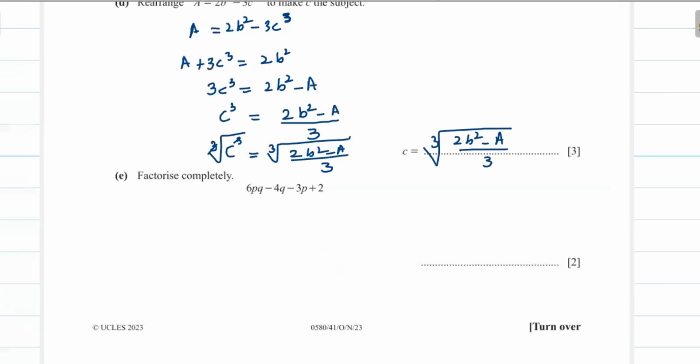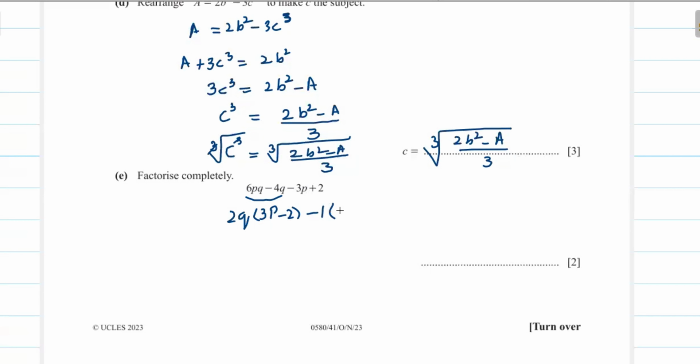Part E, factorize 6p cube minus 4q minus 3p plus 2. We take the common first two terms. You see here, 2q is common in this expression. This becomes 3p minus 2. And the next two terms, minus 3p plus 2, minus 1 is common.